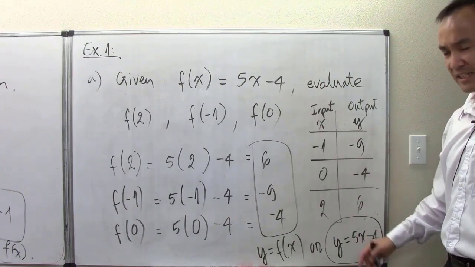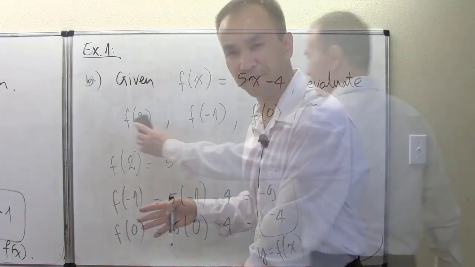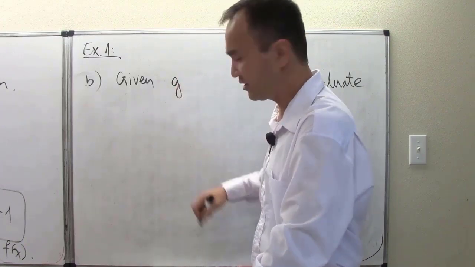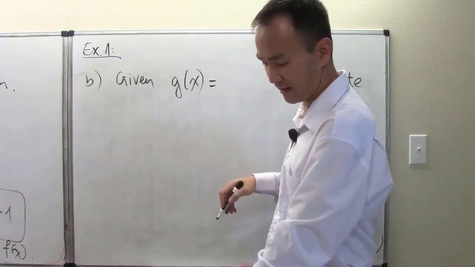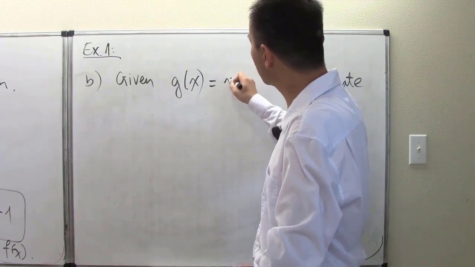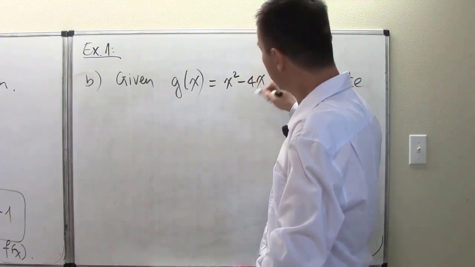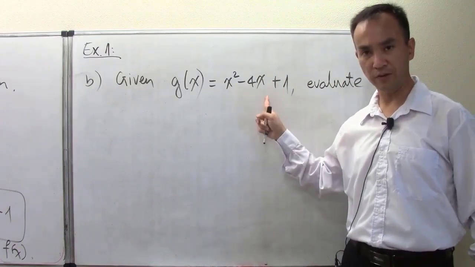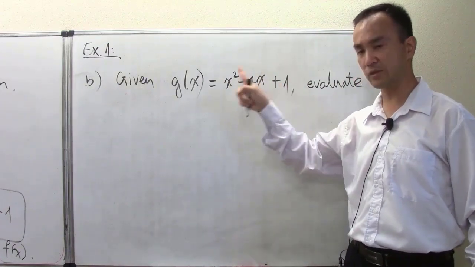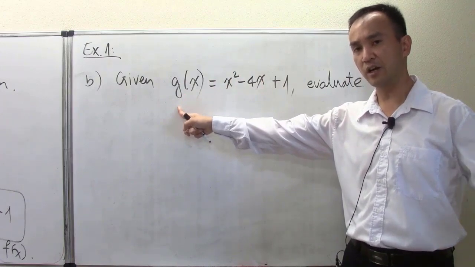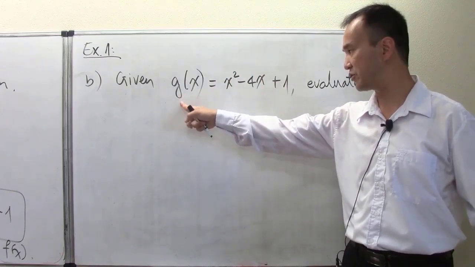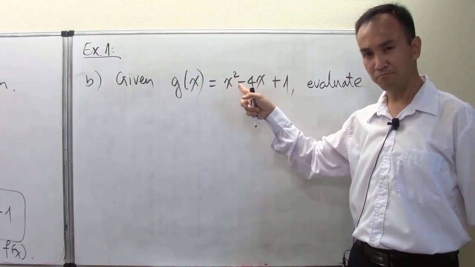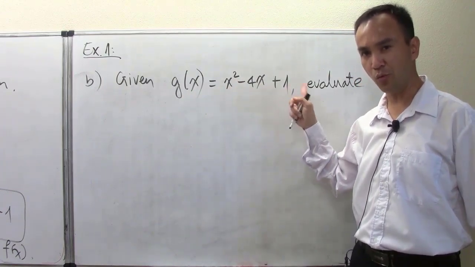All right, let's get comfortable again. For a function's name, let's use a different letter, g. So g of x equals x squared minus 4x plus 1. It's a different rule, and this rule is regarded as a function with the name g. So g of x, as the rule says, square the input, minus 4 times the input, and plus 1.